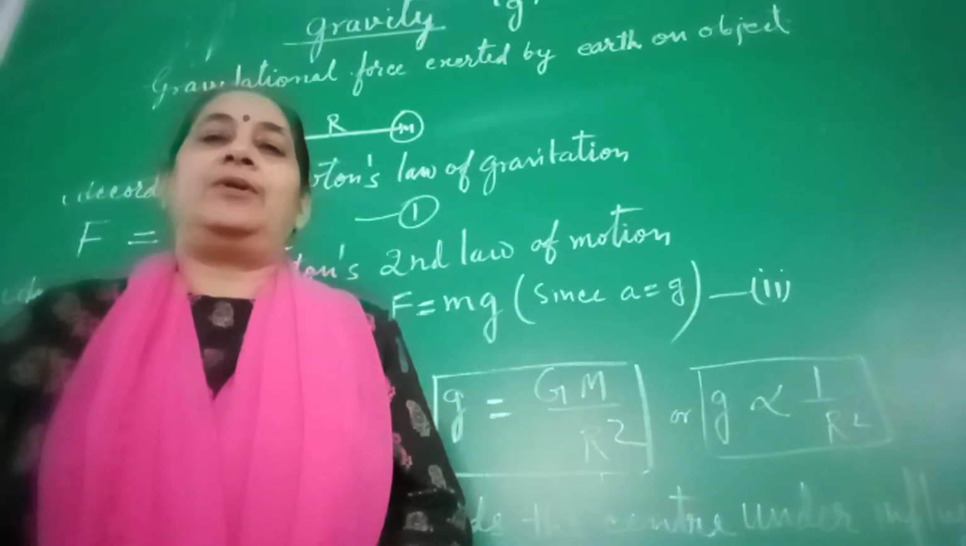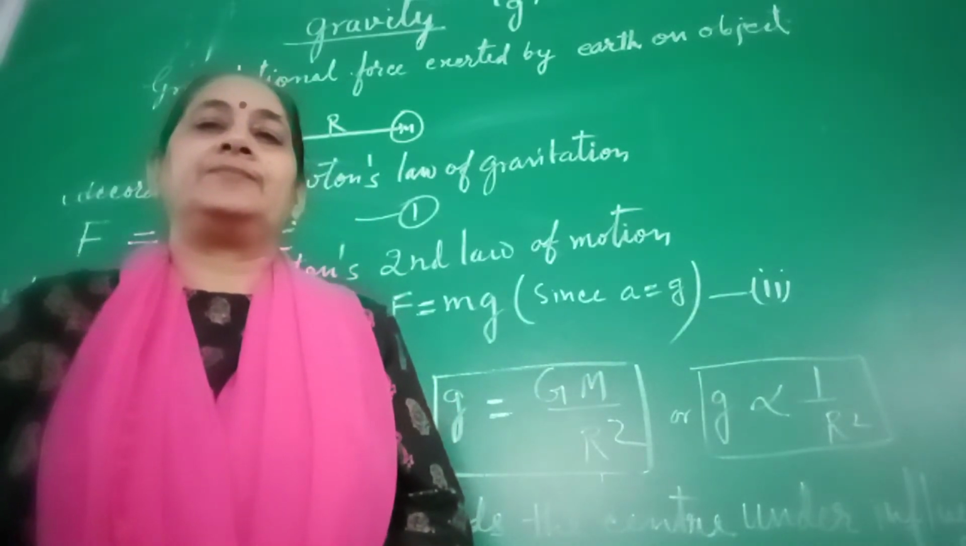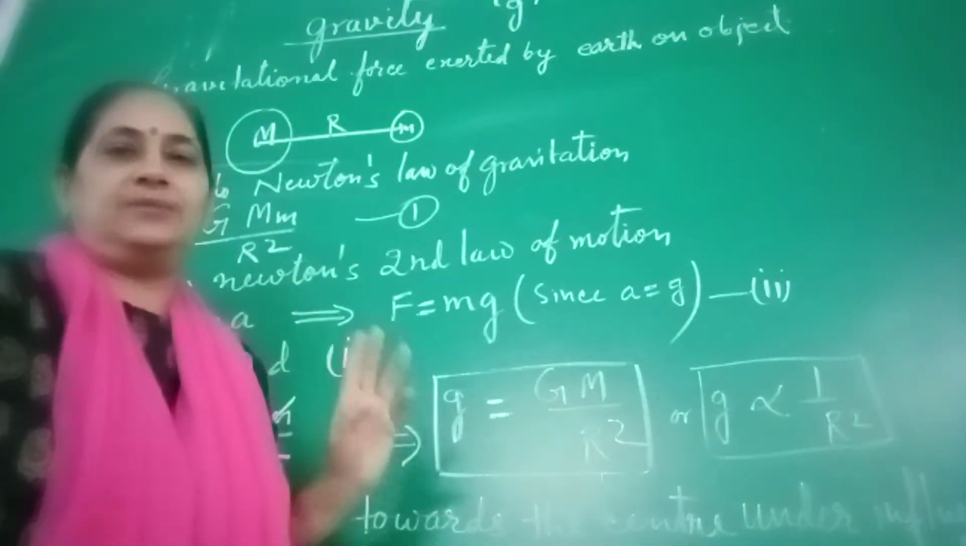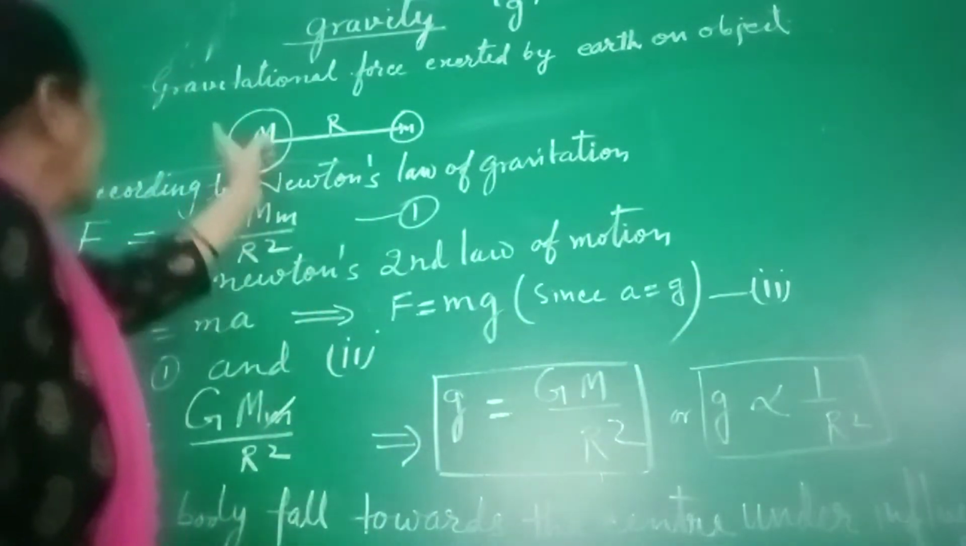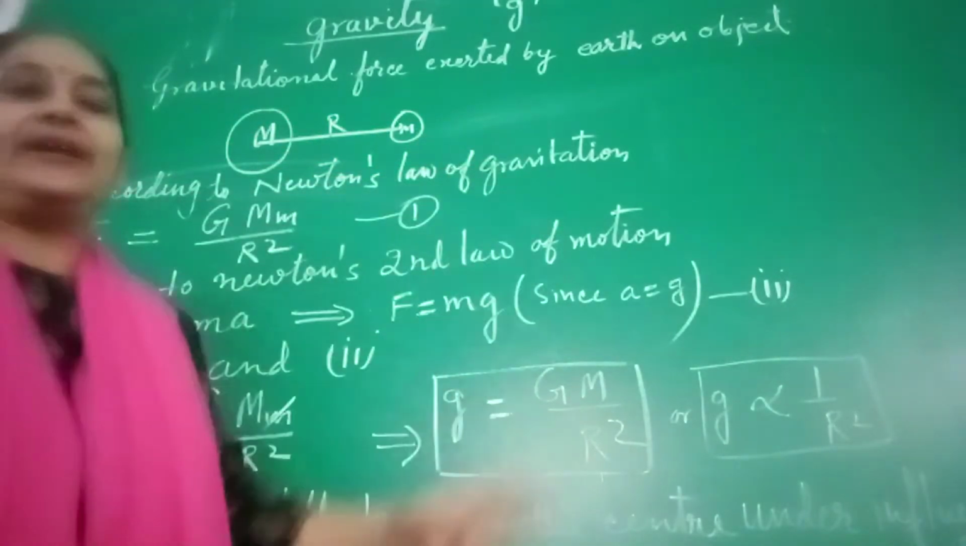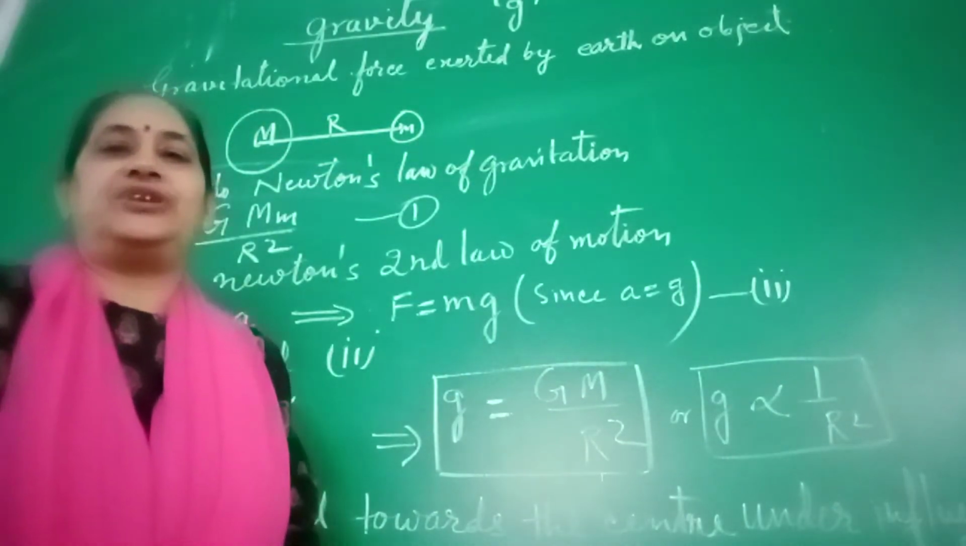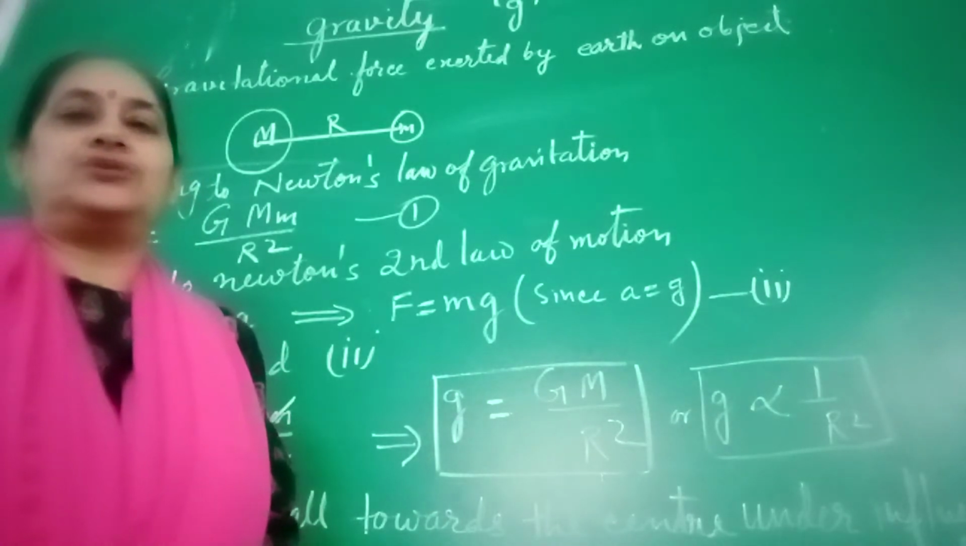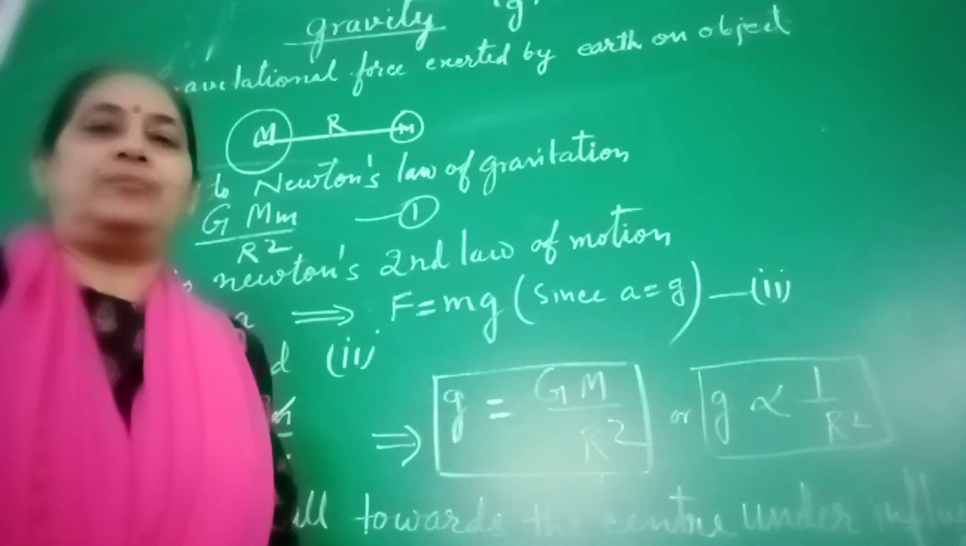Today we will discuss gravity. Gravity is denoted by small g. The gravitational force exerted by the earth on an object is called gravity. That means gravity is the force of attraction between the earth and the object.